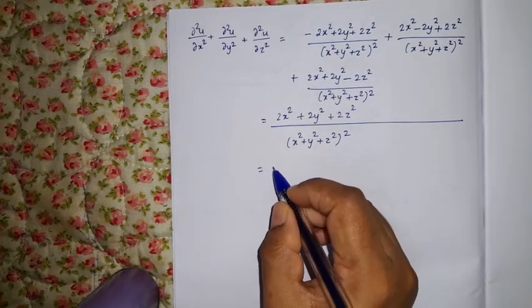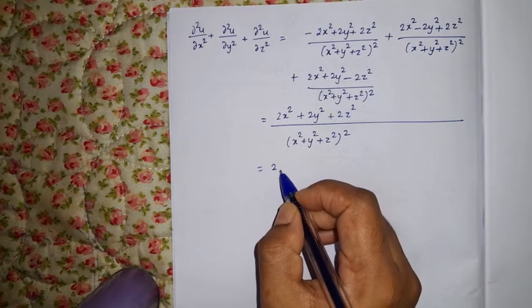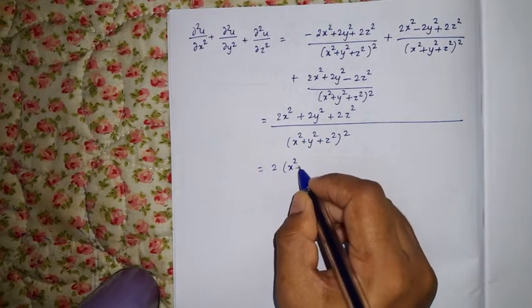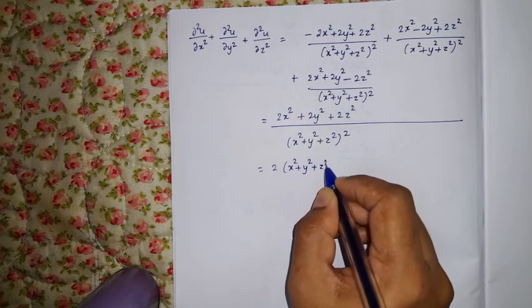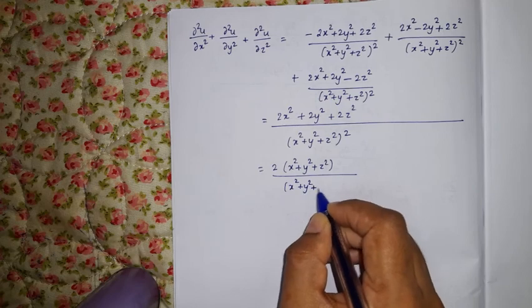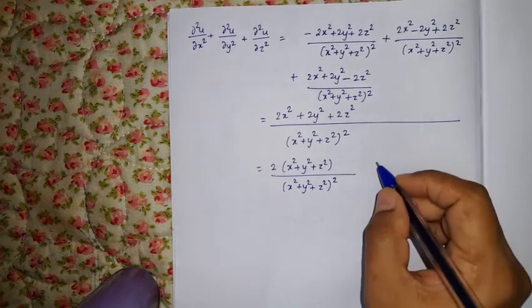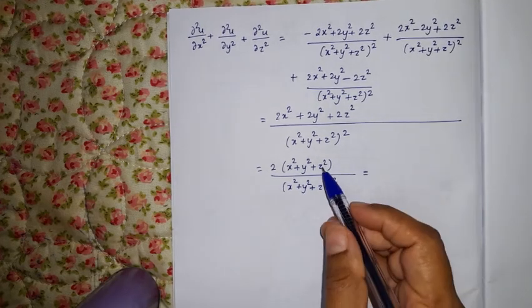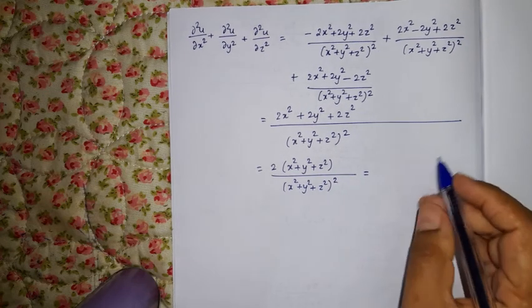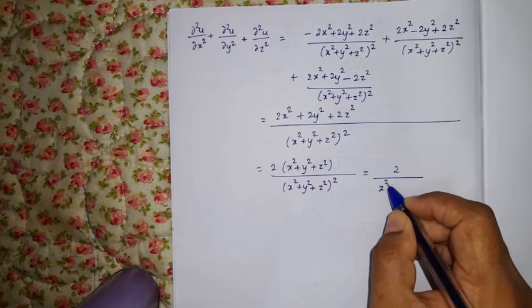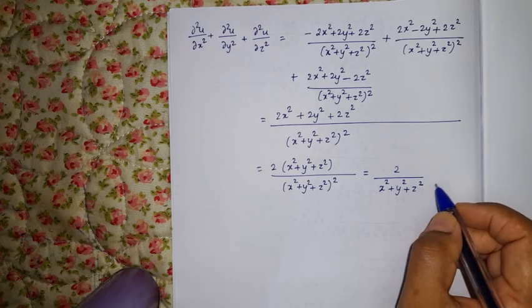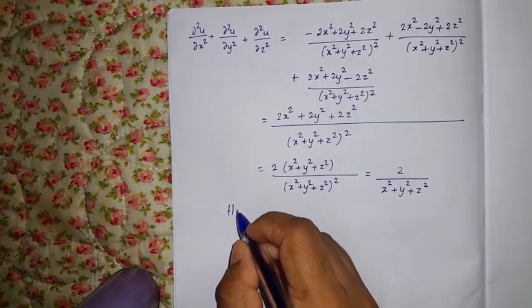Now we can take 2 outside since it is common in all the terms. Remaining will be having x square plus y square plus z square divided by, in denominator you have x square plus y square plus z square the whole square. Now which is equal to, you have the same term with square in the denominator, so you can just cancel. You will be having 2 divided by x square plus y square plus z square, hence proved.